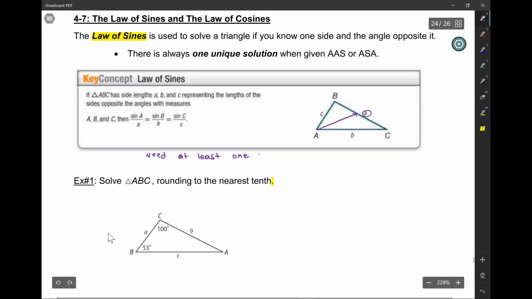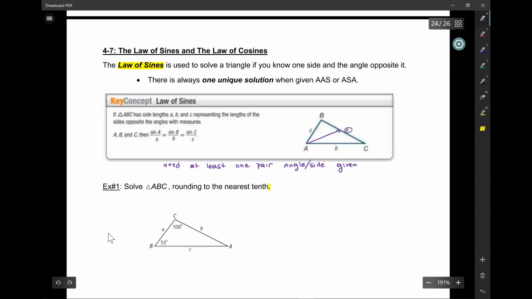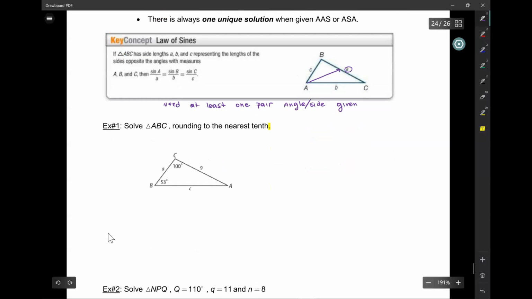So you need at least one pair, angle and side, given. Either both A's need to be given or both B's or both C's in order to use the law of sines. Otherwise, you have to find something else to use.